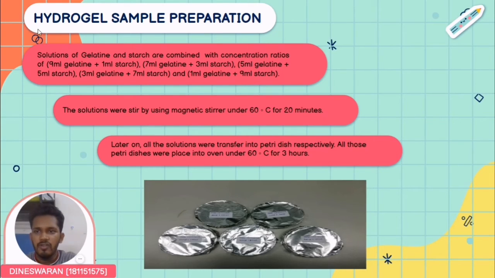Finally, for the hydrogel sample preparation, the solutions of gelatin and starch are combined with the concentration ratios of 9 ml gelatin plus 1 ml of starch, 7 ml gelatin plus 3 ml of starch, 5 ml of gelatin plus 5 ml of starch, 3 ml gelatin plus 7 ml of starch, followed by 1 ml of gelatin plus 9 ml of starch. This solution was stirred using a magnetic stirrer at 60 degrees Celsius for 20 minutes. Later on, all the solutions were transferred into petri dishes respectively. All those petri dishes were placed into a microwave oven at 60 degrees Celsius for 3 hours.